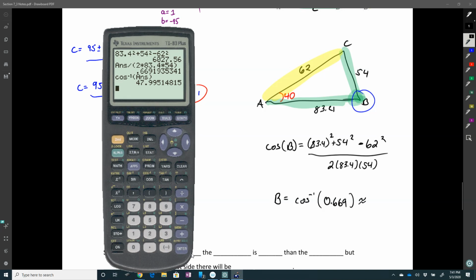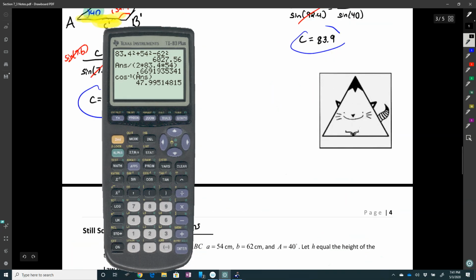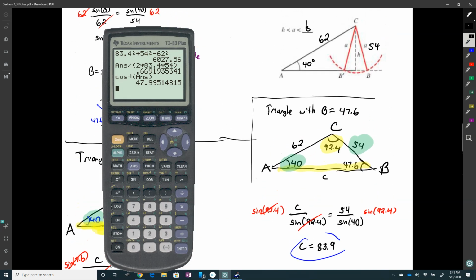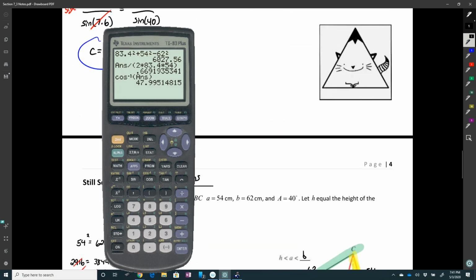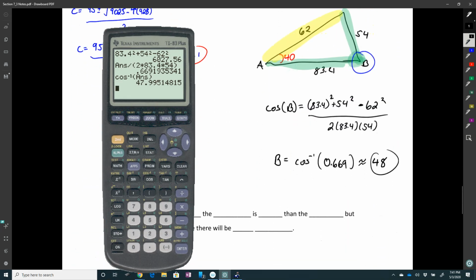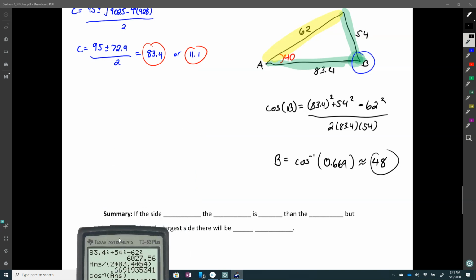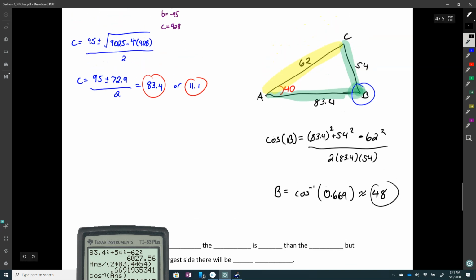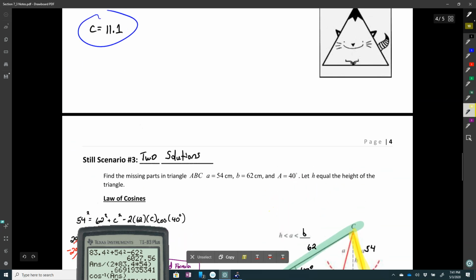And I get 47.9, so pretty much I get 48. Again, the answers are really close to what I got before. Before it was 47.6, here I got 48. It's all rounding. If we didn't round at all, the answers would always be the same. But the reason it's a little bit off is because notice I used a rounded number here. 83.4 was a rounded number, so that's why it's off.